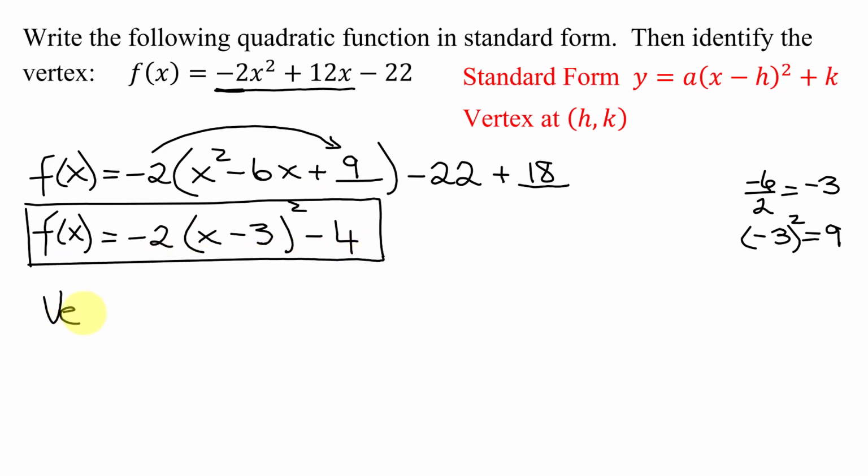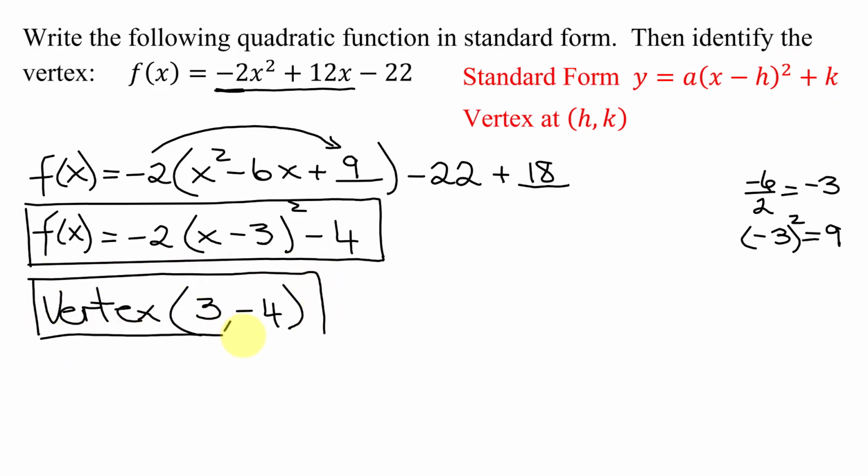And so now I can find the vertex. Remember, the x value of the vertex is at the opposite of the number in here in parentheses. The k is the same value that's over here. So the x value of the vertex is the opposite of negative 3, that's positive 3. The y value of the vertex is the k value, in this case negative 4. So my vertex is at the ordered pair (3, negative 4).